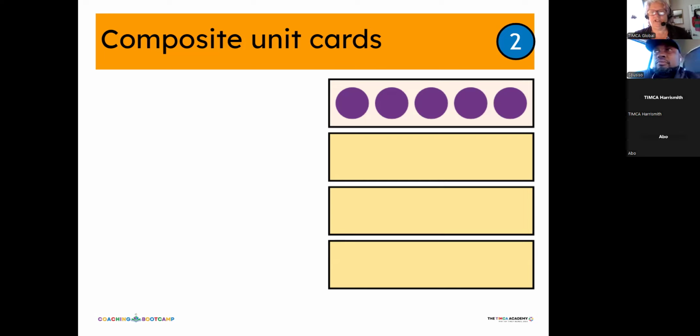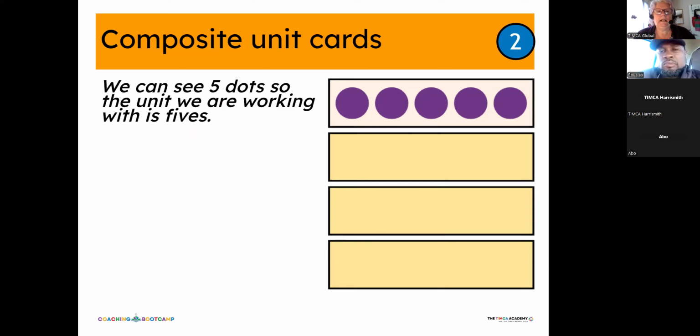So let's imagine that we've got some cards. This first card here shows some dots, and then we've got some other cards here which are turned over, so we can't see how many dots there are on those cards. All right. So I'm going to tell you we can see 5 dots. So the unit we are working with is 5. We are working with 5 things within a composite unit.